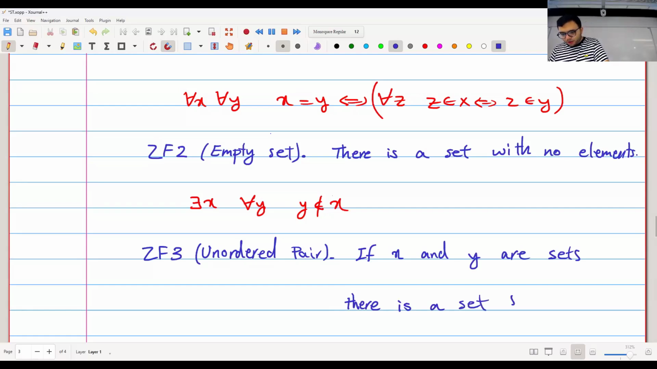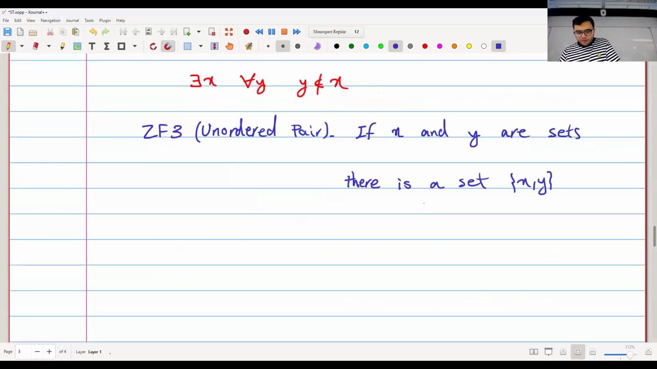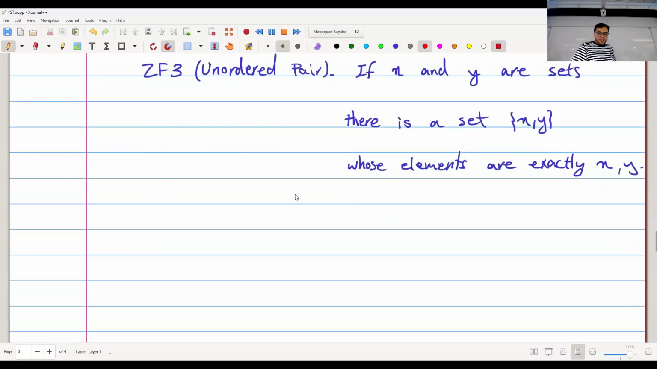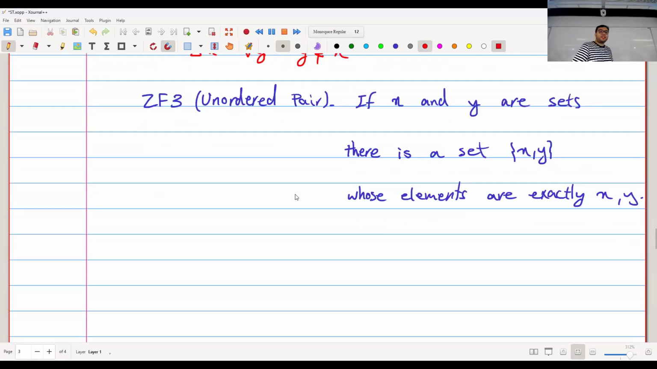There is a set, and we're going to write it like this, whose elements are exactly x and y. Again, it seems very trivial. I promise you it gets non-trivial really fast. How do I write this in my language, in my logical language? So this is how I would write it.